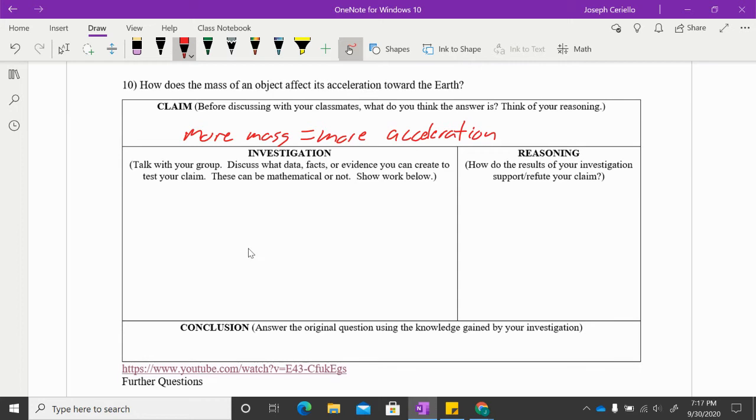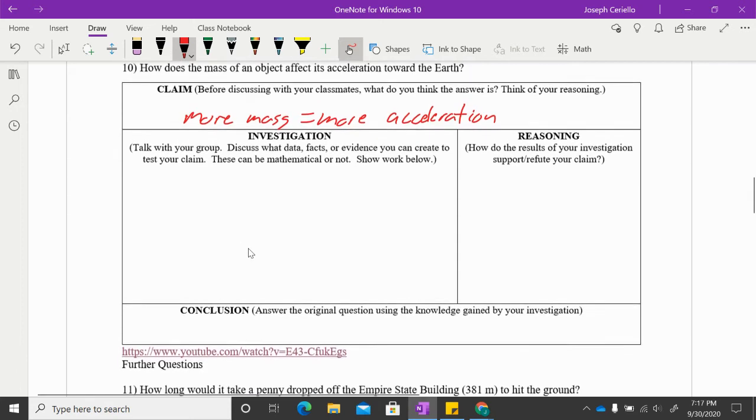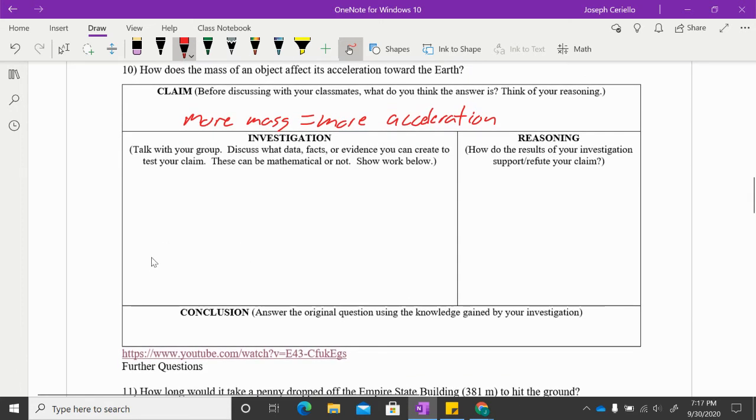So we did two things in class. I'm going to write it down: we did two investigations. The first one was we watched this video here. In this video, they dropped a bowling ball into feathers, and we found that when there was no air resistance, when there's no air present, they accelerated toward the ground at the exact same rate.